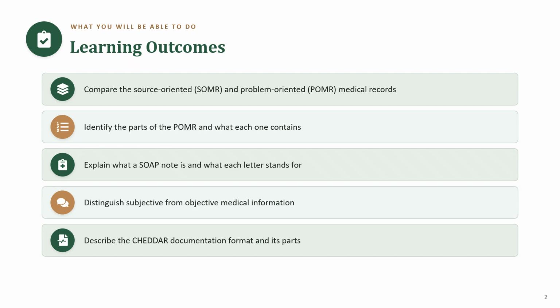Notice these build on each other. The POMR gave us the problem list, and the SOAP note gives us subjective and objective, and Cheddar expands on SOAP. So by the end, these will all connect. Keep these goals in mind as we move through these slides.